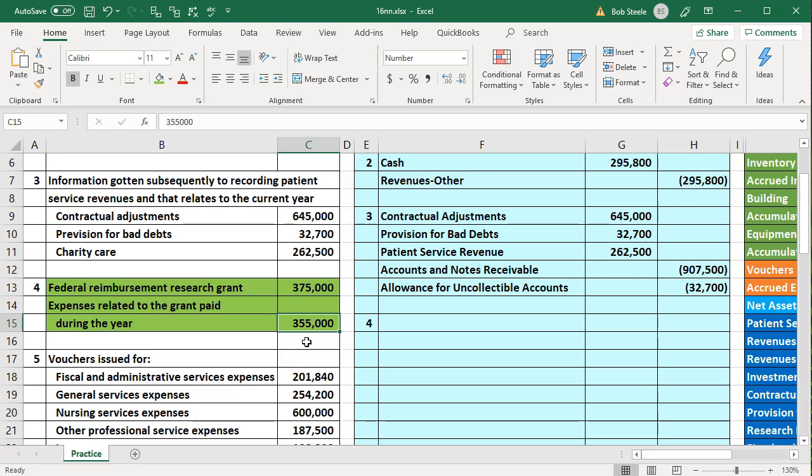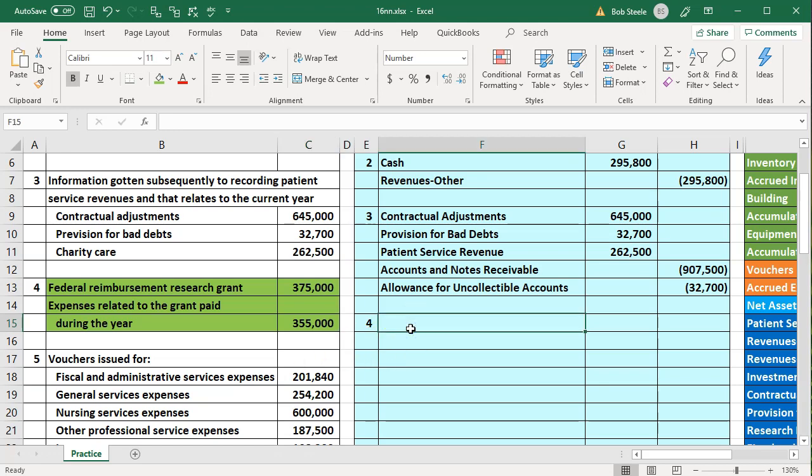So once we have incurred the expense, then we can request the grant for reimbursement of the expense we have, in this case, the $355,000. So we're first going to record the expense itself, the research expense, and then we'll record the grant.